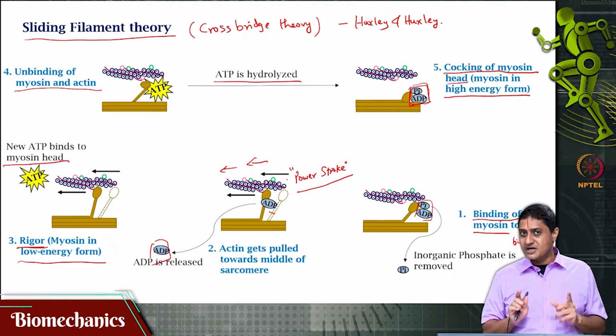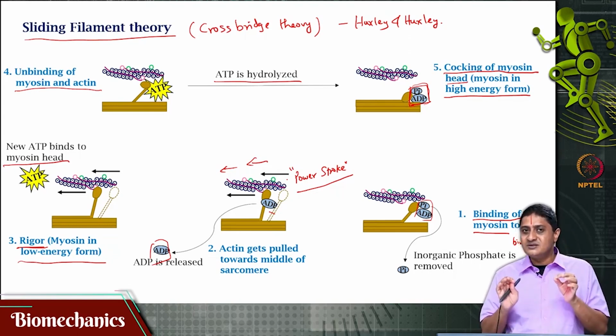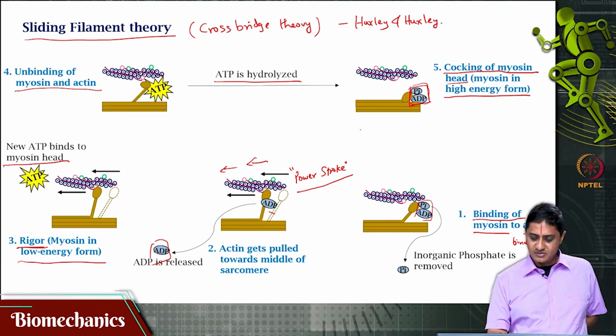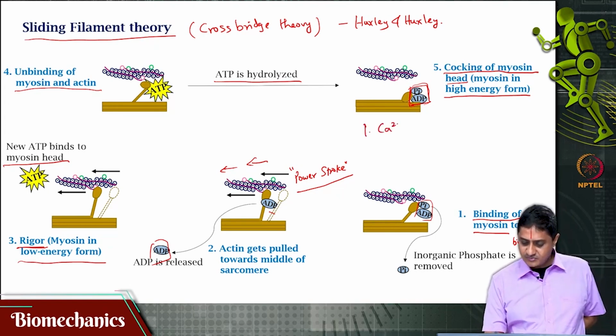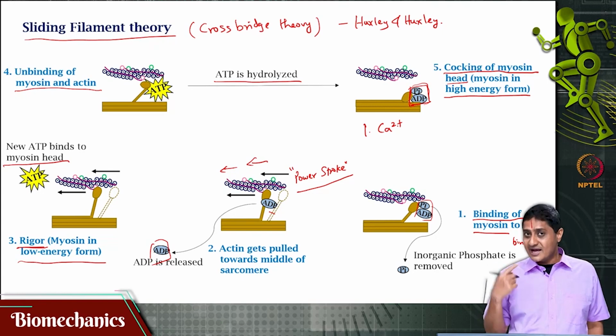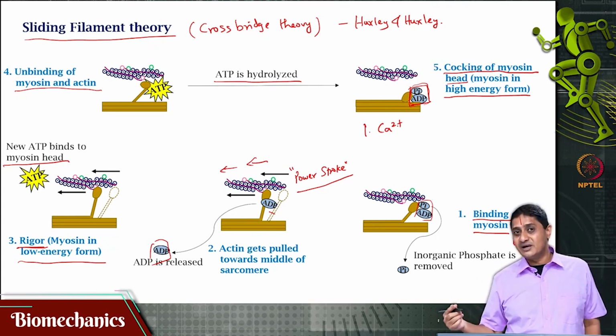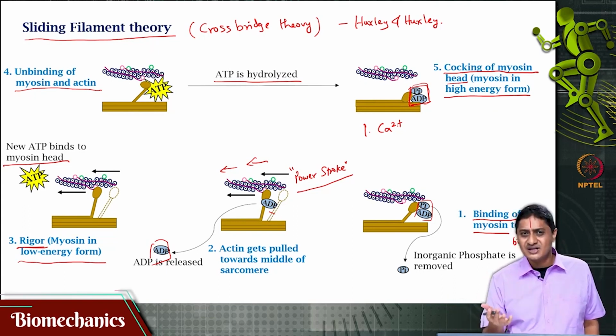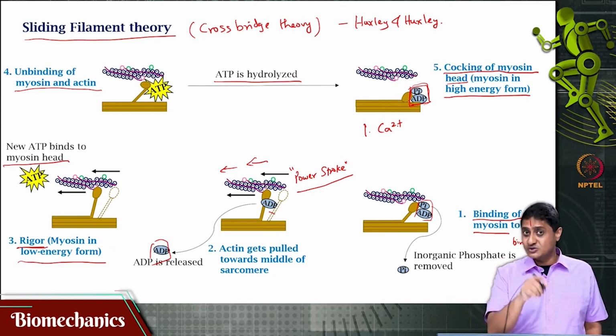There are two things that are absolutely crucial for this to happen. One, of course, our hero, calcium. You must have calcium for this to happen. Why? In the absence of calcium, the tropomyosin will cover the actin binding site. No matter how much energy is available, myosin cannot attach. You cannot attach anywhere on the actin. You can only attach to the binding site.